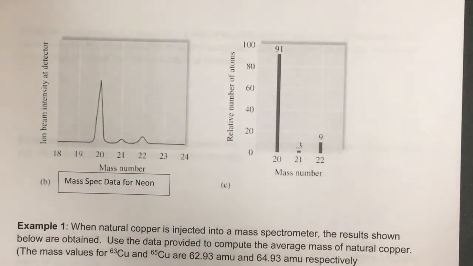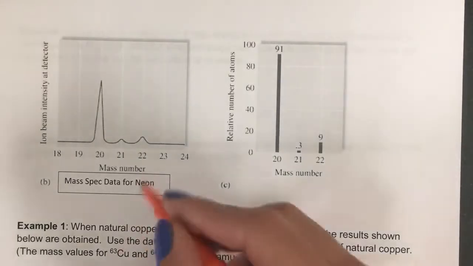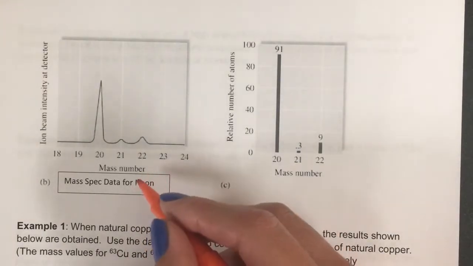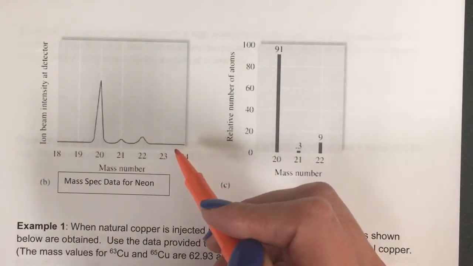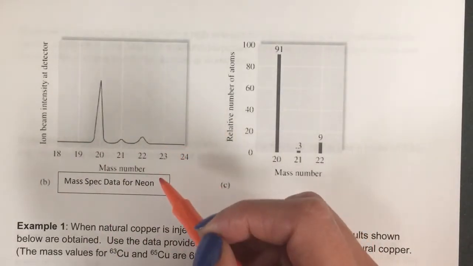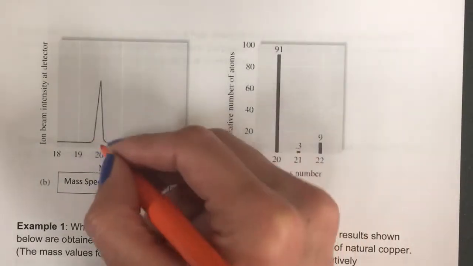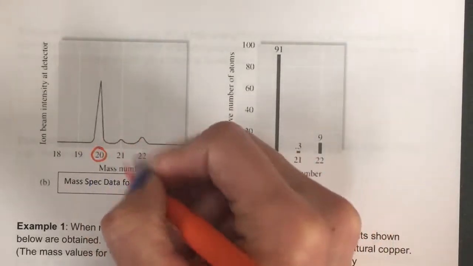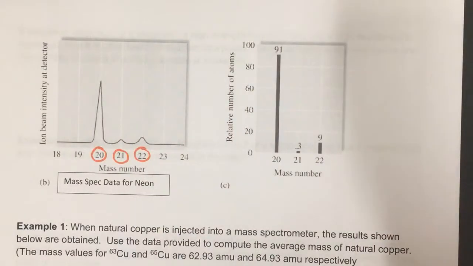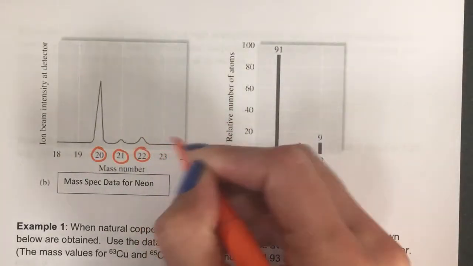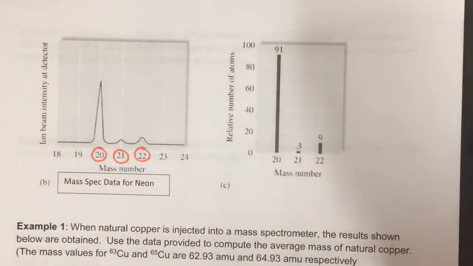So this is what the data looks like for our elements. Okay? Here we've got neon. And so by looking at my data, I can tell that neon has 3 naturally occurring isotopes: 20, 21, and 22. There are no peaks here, and so there were no isotopes there. It's got 3 naturally occurring isotopes.